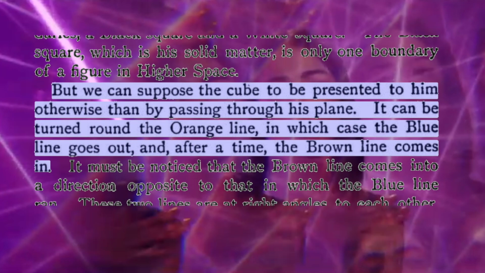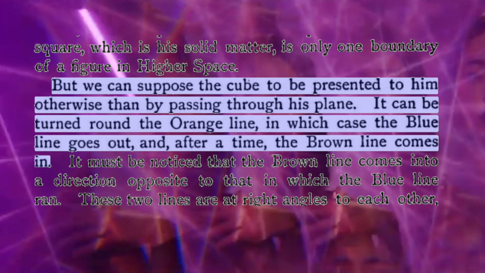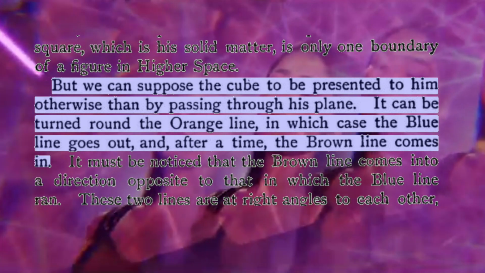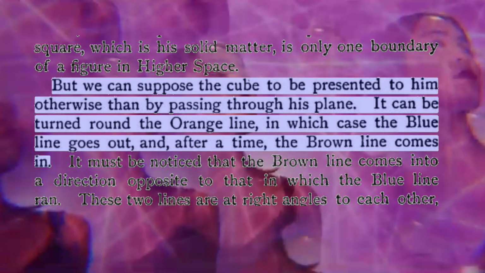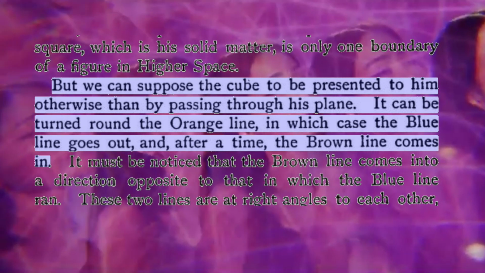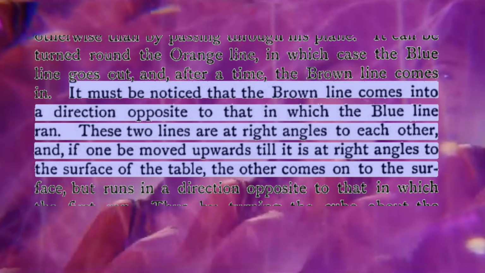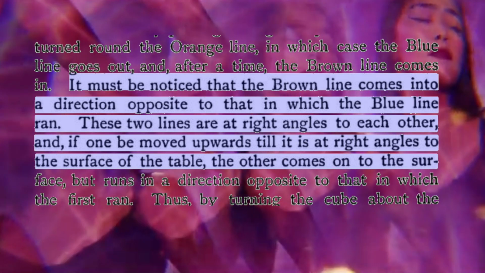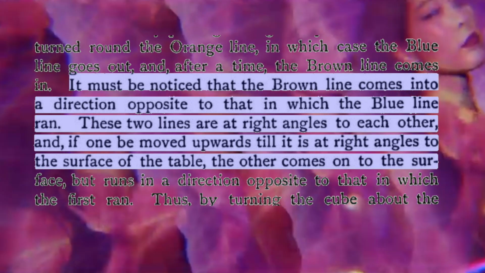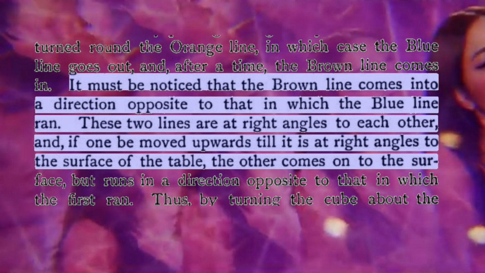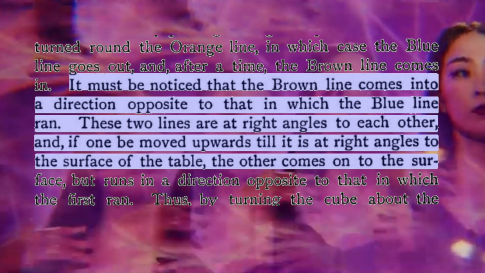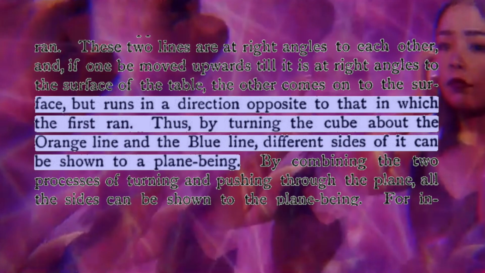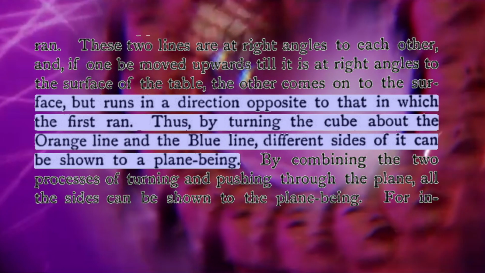But we can suppose the cube to be presented to him otherwise than by passing through his plane. It can be turned round the orange knee, in which case the blue line goes out, and, after a time, the brown line comes in. It must be noticed that the brown line comes into a direction opposite to that in which the blue line ran. These two lines are at right angles to each other, and, if one be moved upwards till it is at right angles to the surface of the table, the other comes onto the surface, but runs in a direction opposite to that in which the first ran.